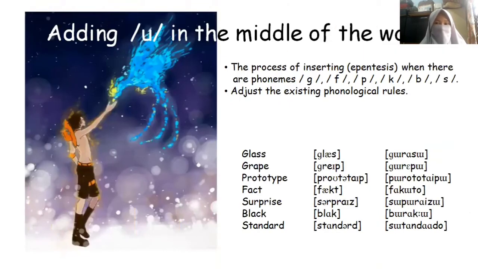Next, the process of inserting U in the middle of the word. Appendices too, when there are phonemes G, F, P, K, B, and S. Because this is just the existing phonological rules in Japanese. For example, in English, we say glass, grape, or prototype. But in Japanese, we say glass, grape, and prototype with an inserted U, etc.